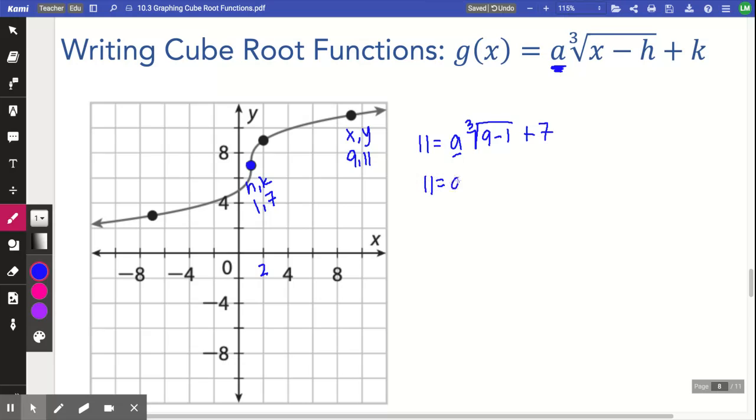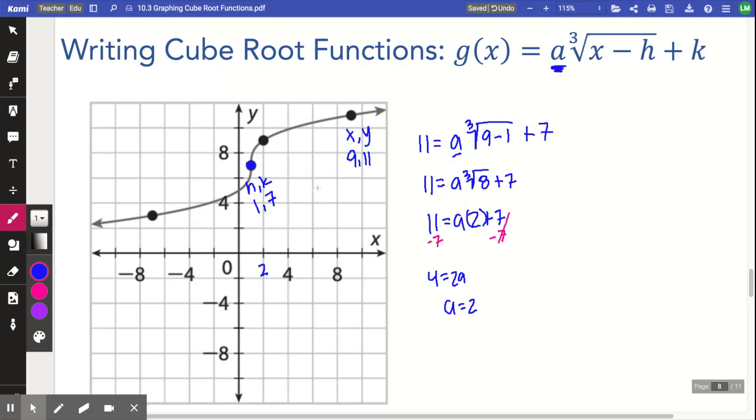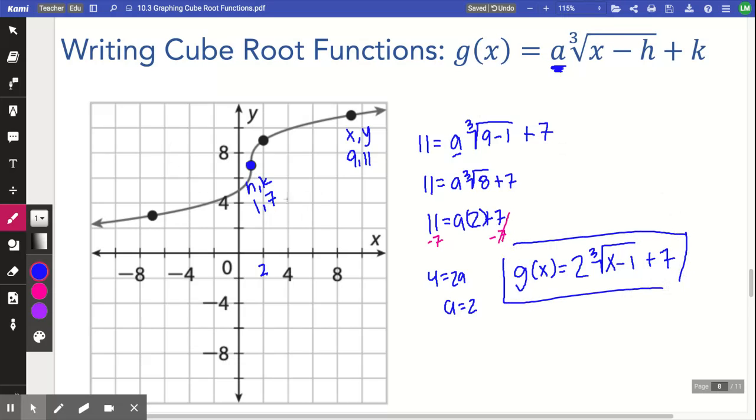So I get 11 is equal to a times the cube root of 8 plus 7. 11 equals a times 2 plus 7. Let's subtract 7 from both sides. We get 4 is equal to 2a, and if we divide by 2, we get a equals 2. So this graph has a vertical stretch. When we write our function, we're going to be left with g of x is equal to 2 times the cube root of x minus 1 plus 7, and all we do is fill in that point of inflection, the h, k value. There's my function written from the graph.